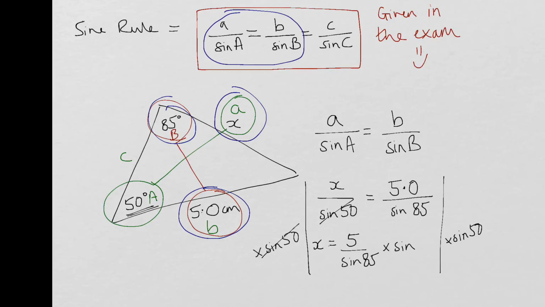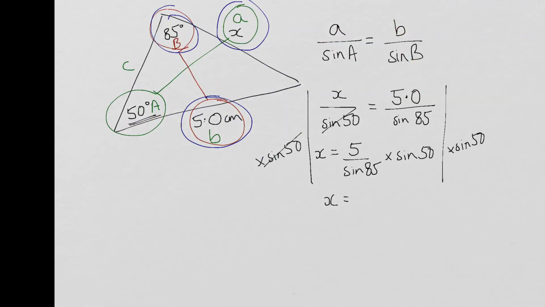So they will cancel, and I'll be left with x equals 5 over sine of 85, and now that's all being multiplied by sine of 50. So pop that into your calculator, pause the video and see what you get. Okay, so the answer that you should have got, hopefully, is 3.8 centimetres. I'm giving that to one decimal place because the question gave me the values to one decimal place.